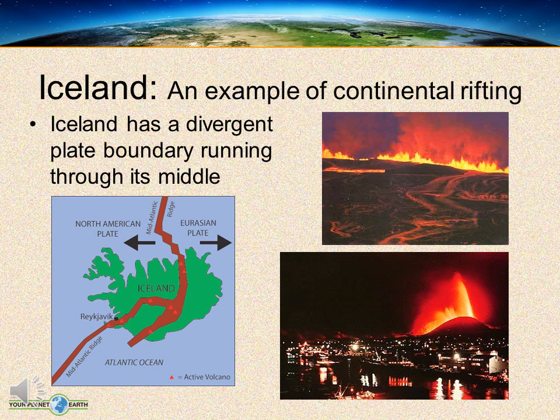Iceland is located right on top of a divergent boundary. In fact, the island exists because of this feature. As the North American and Eurasian plates were pulled apart, volcanic activity occurred along the cracks. With many eruptions over time, the island grew out of the sea.